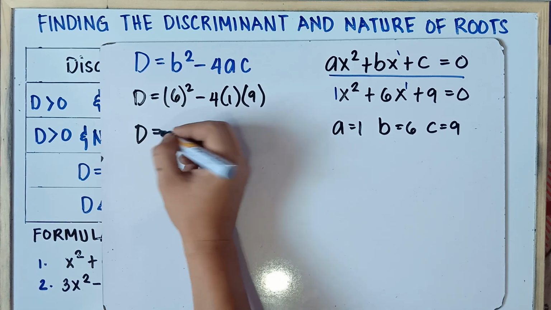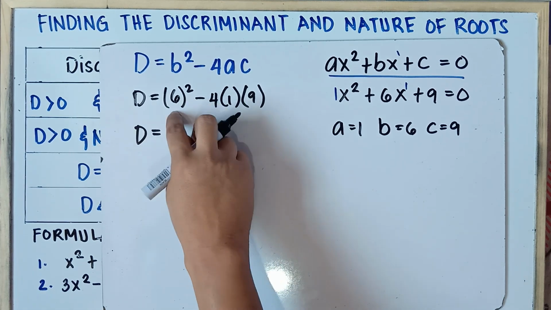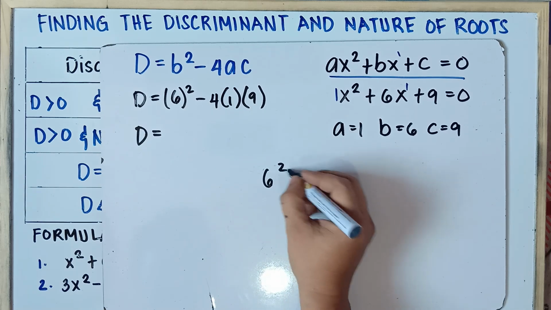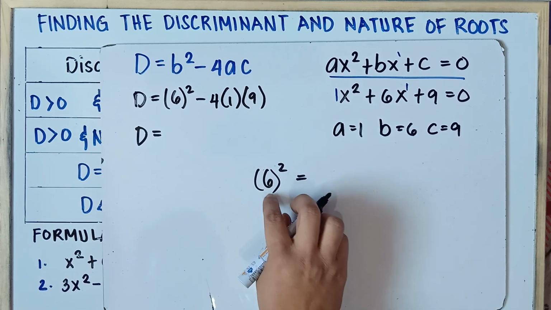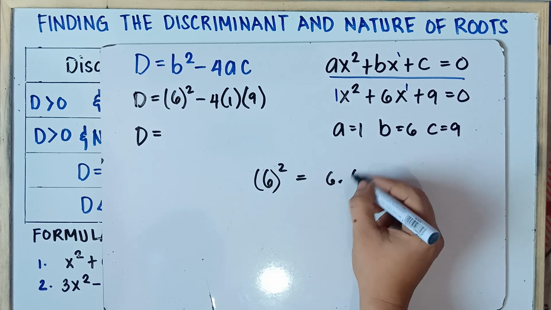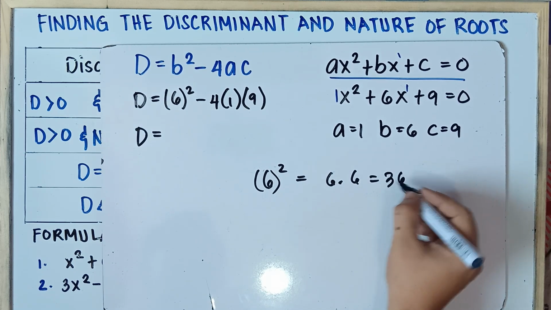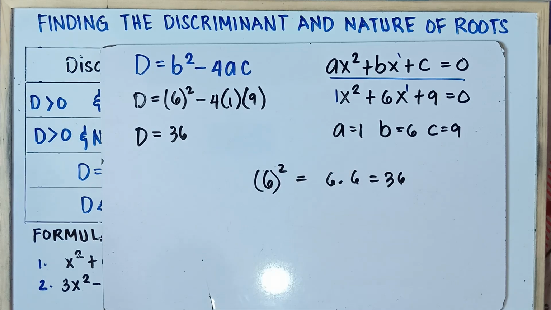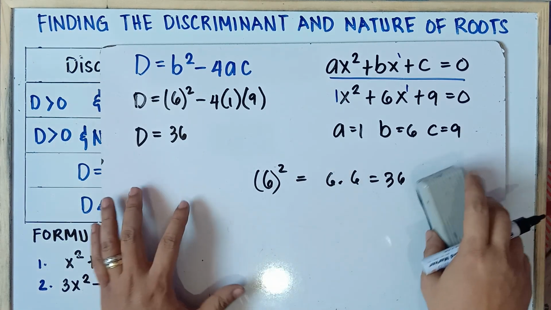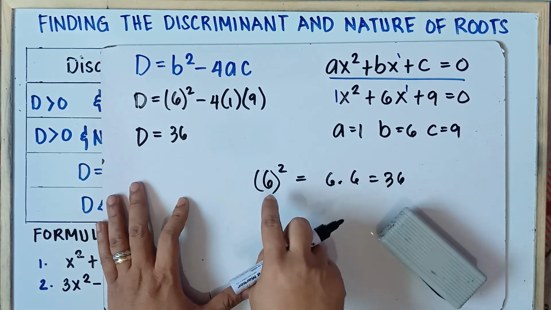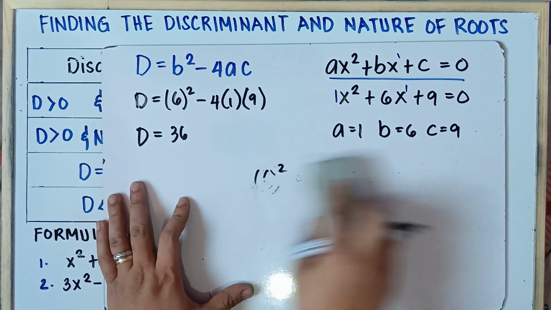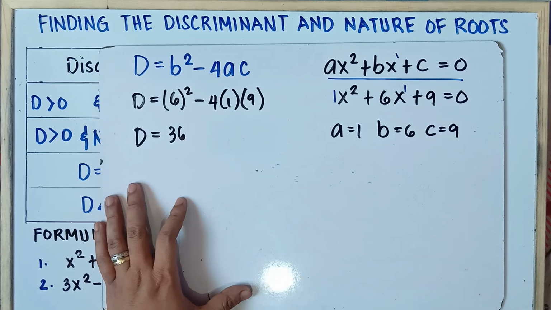So d equals, now if you have 6 squared, it doesn't mean 6 times 2. It means you multiply this 6 by itself twice. This will be 6 times 6. That would be 36. Once again, class, be careful with that one, class. 6 squared, it doesn't mean 6 times 2. It means you multiply 6 by itself twice. So 6 times 6, that is 36.